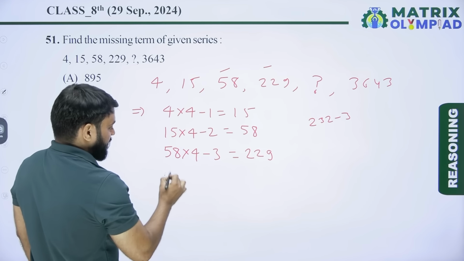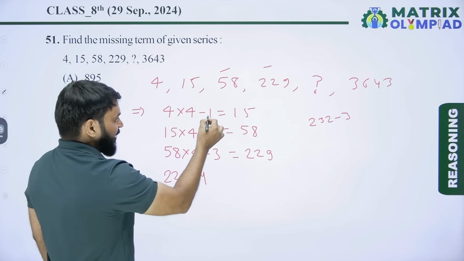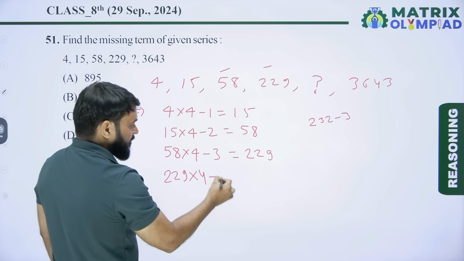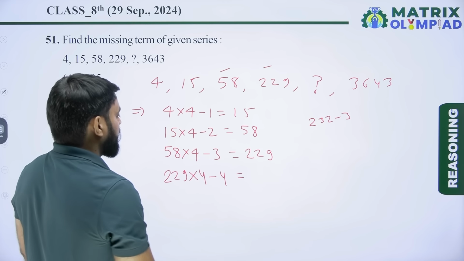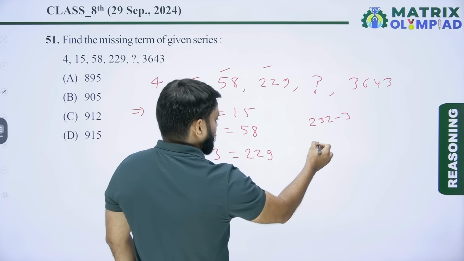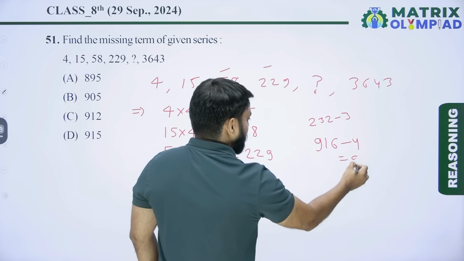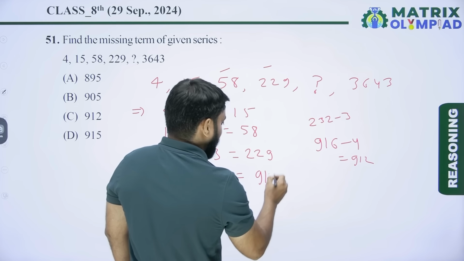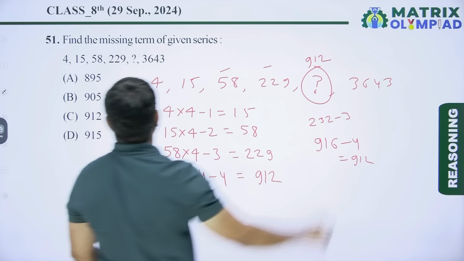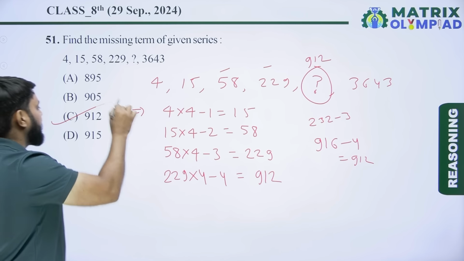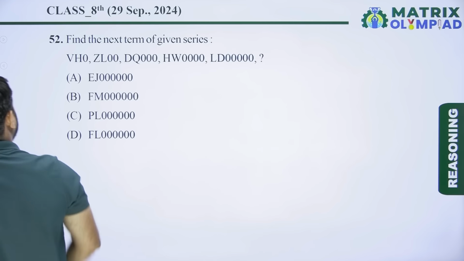After 229, similarly multiply by 4. Minus 1, minus 2, minus 3, now minus 4. 229 multiplied by 4 minus 4. 229 multiplied by 4, it means 916 minus 4, it means 912. So missing term is 912. So here option C is the correct answer of this question. Let's move on to the next question.